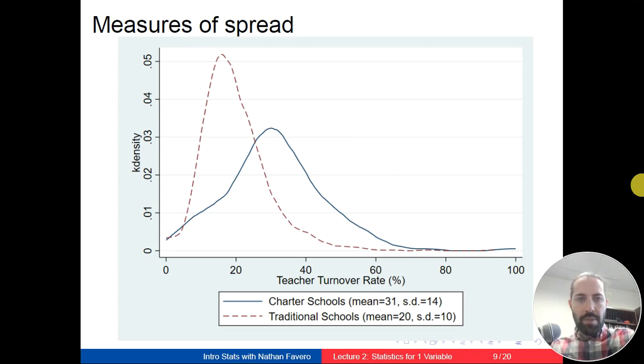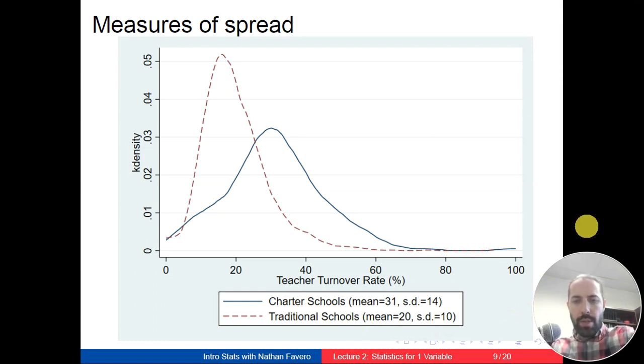And we learned about different types of graphs in the last lecture. This is one of those types of graphs that we went over briefly at the end, a kernel density plot. But here, we now see two different kernel density plots. We see the one that is dashed red line and then the solid blue line. So two different kernel density plots. And at the bottom of our graph, we see a legend that tells us what those two different lines are. They're two different distributions. So the solid blue line represents charter schools, while the dashed red line represents traditional school districts.